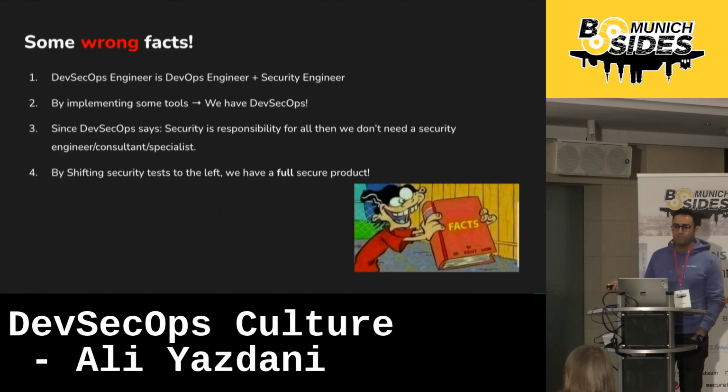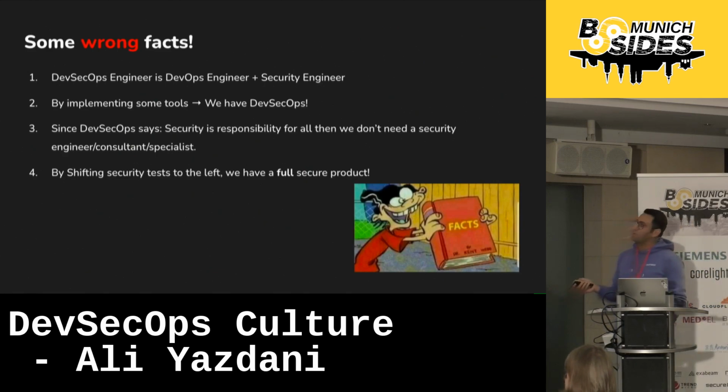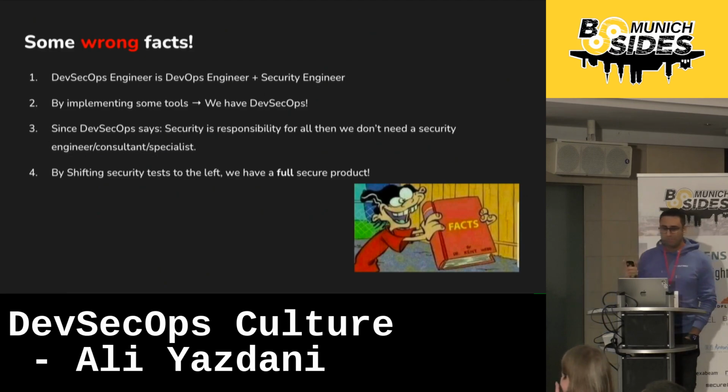To summarize the previous slides, let's review some wrong facts. A DevSecOps engineer is a DevOps engineer plus a security engineer, so the company hires one and gets two. So it's a cost saving from the HR perspective, but it's not true.